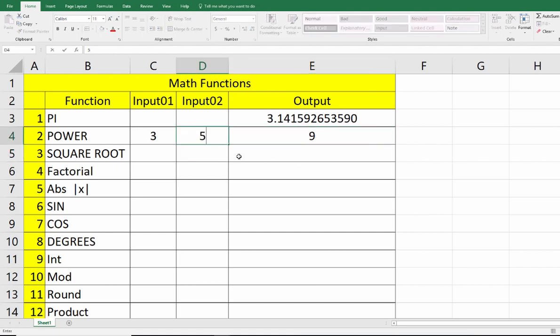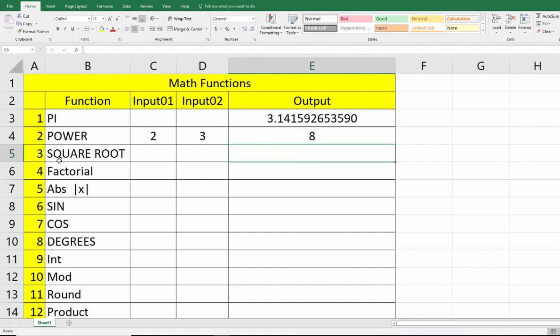Or 3 to the power of 5 will be 243. You can change the values. Example, 5 to the power of 3, and it will be 125. Or use something easy. 2 to the power of 3 will be 8.